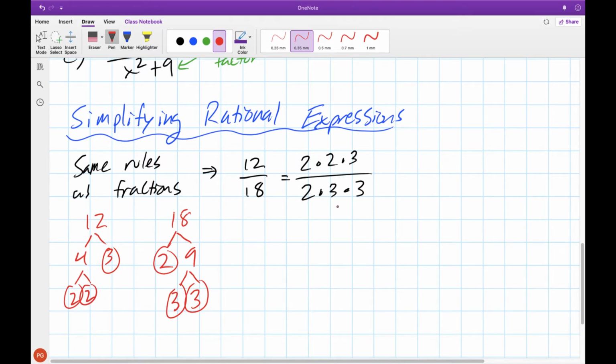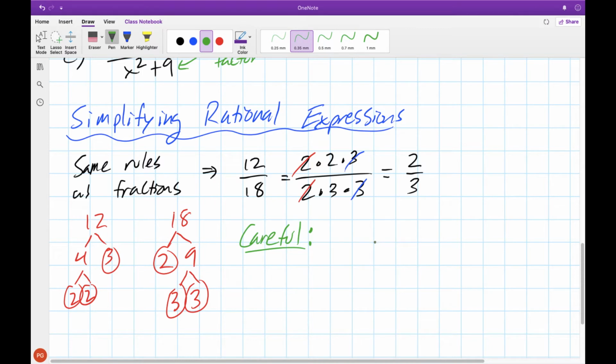Once we have it all factored out like this, we can just start canceling the same thing on the top and the bottom. So we can cancel out those two 2's and these two 3's, which leaves us with our final answer of 2/3. The important thing here is that we could only cancel them out once we had everything multiplied out on the top and the bottom.